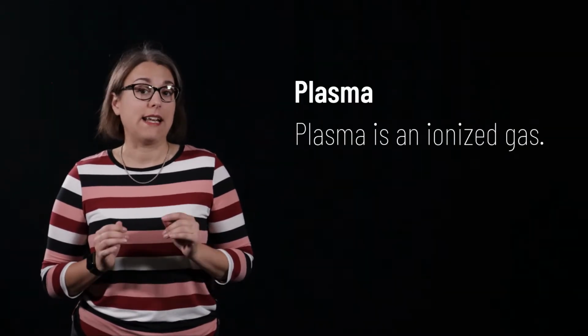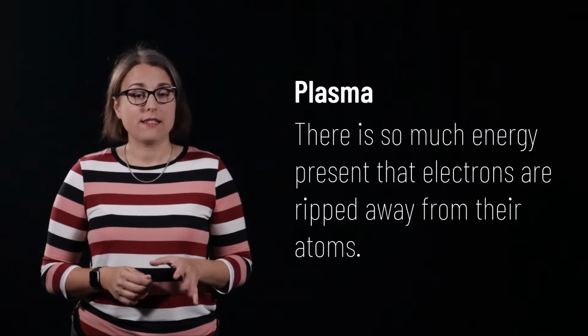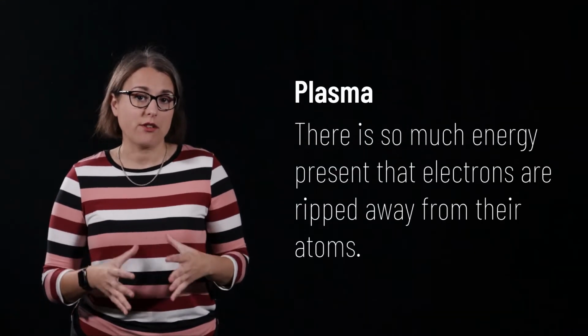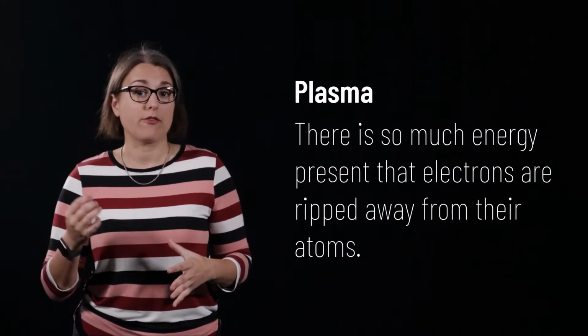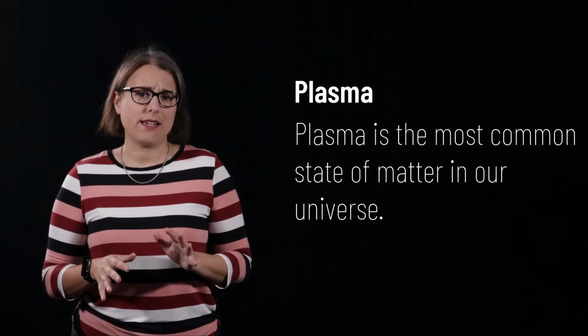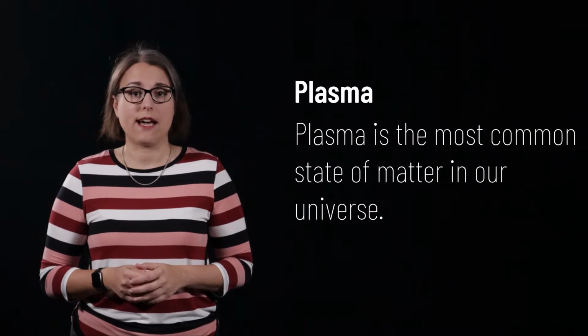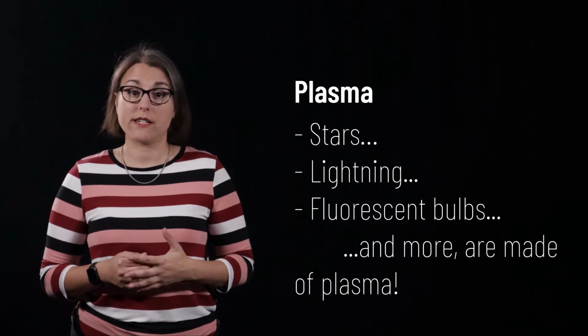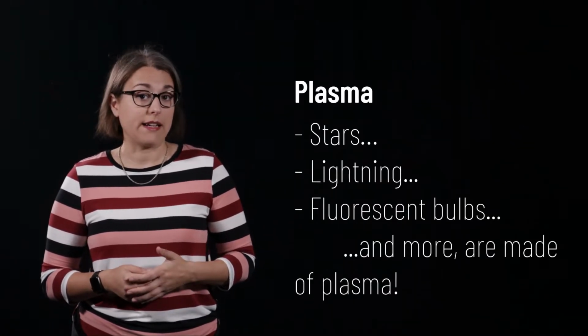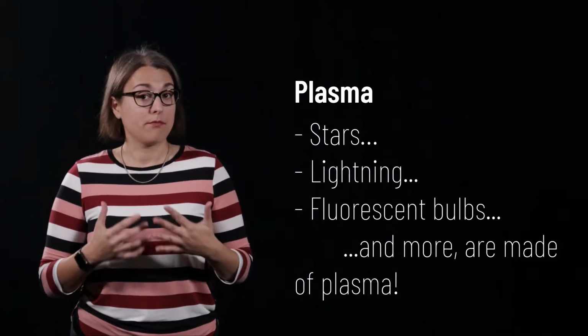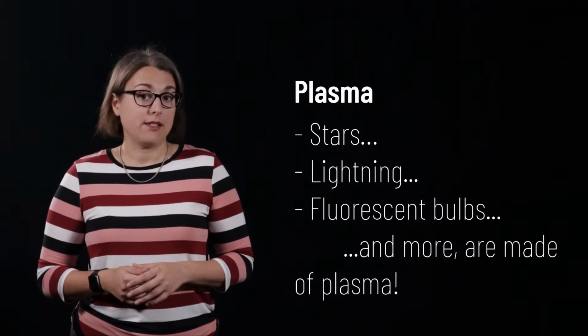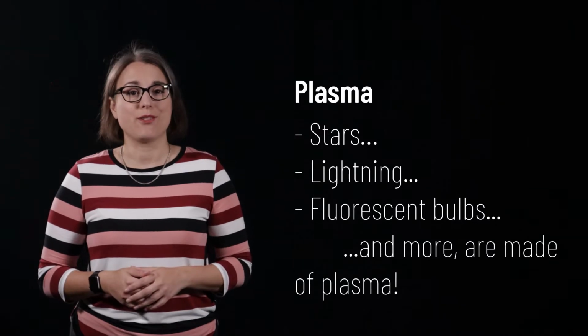A plasma is an ionized gas. That is to say, it's a gas with so much energy that electrons have been ripped away from the atoms. While this might seem like an exotic state of matter, it's something we experience in our daily lives. Stars, including our sun, are made out of ionized hydrogen and helium, plasma. Lightning is a plasma. Even fluorescent bulbs use plasma to create light.